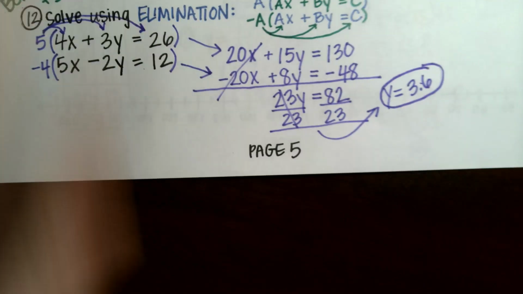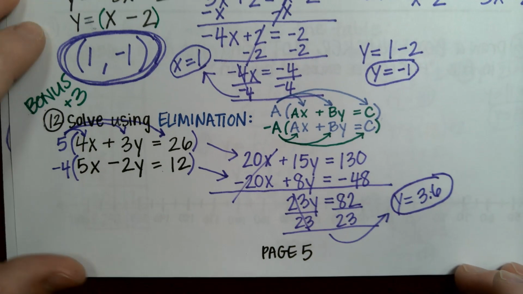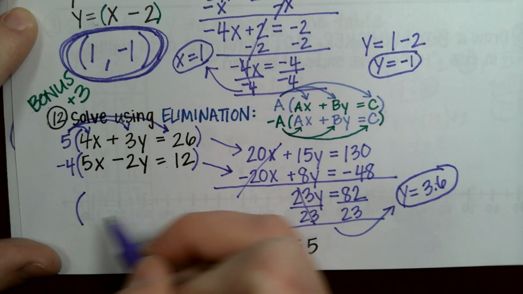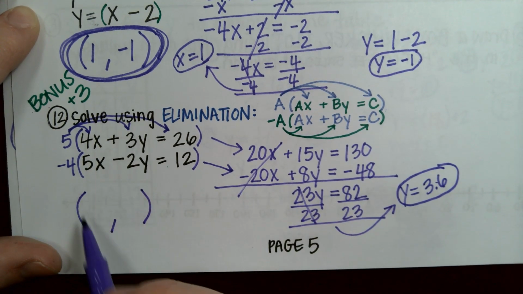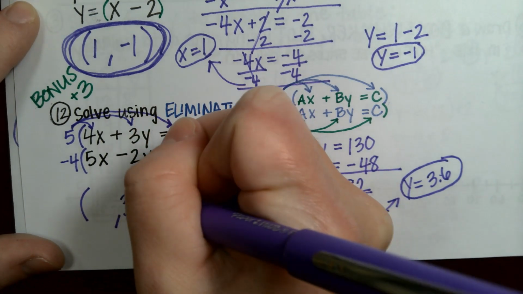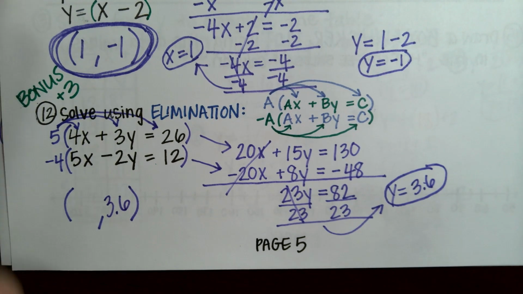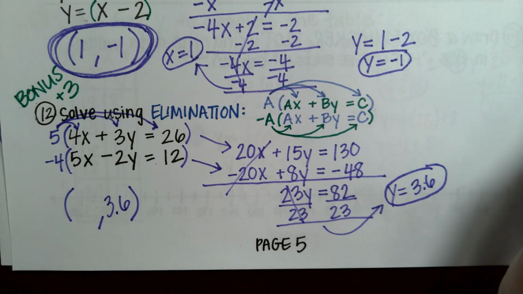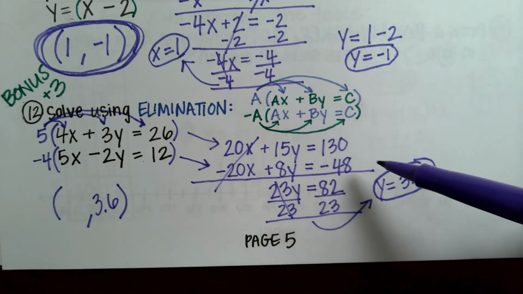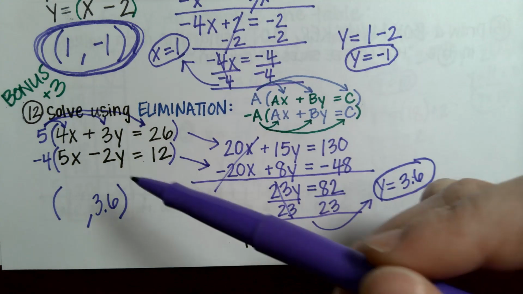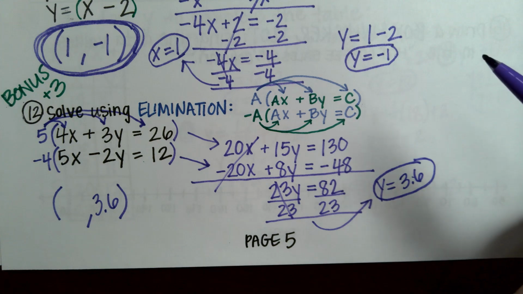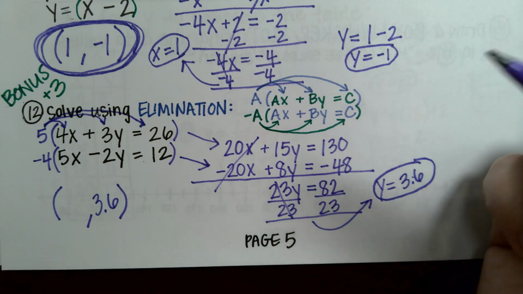Okay, now we have a y value. But remember, how do we write our answer for a system of equations? We need an x and a y. It should be like a coordinate. So for our y, we can go ahead and write 3.6. And now we just need to solve for x. How do we find x? Put 3.6 in for y in one of our equations. Do you guys care which one we do? Top or bottom? Top. Okay, let's do the top one.